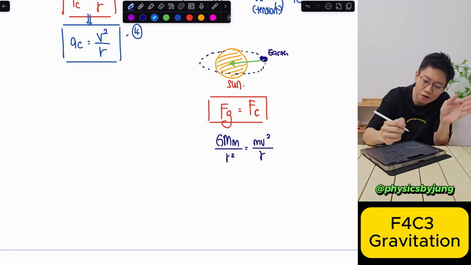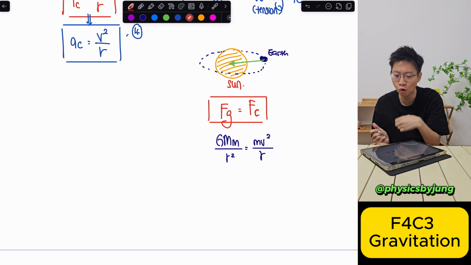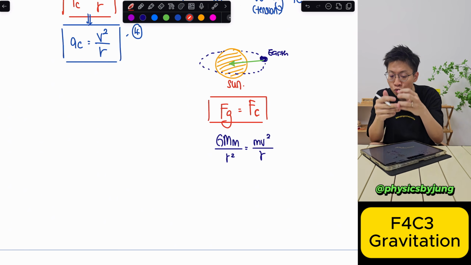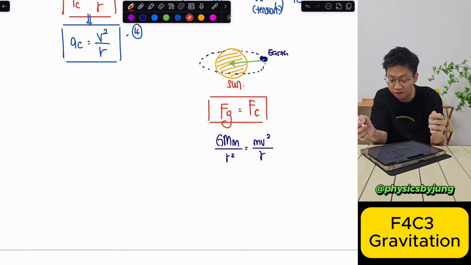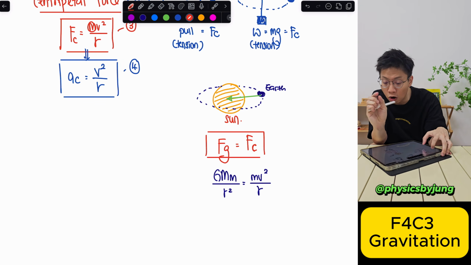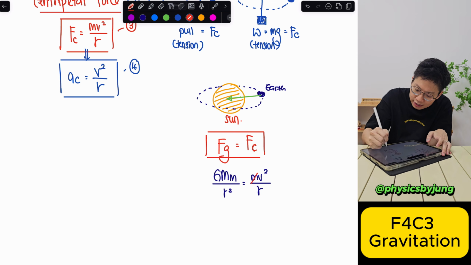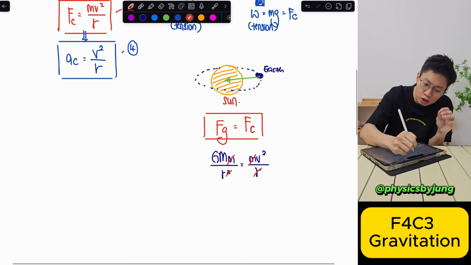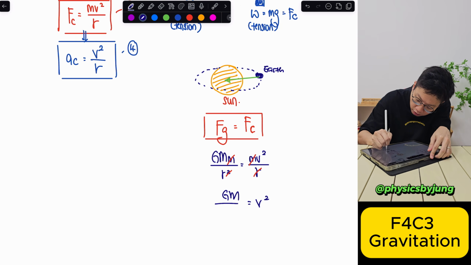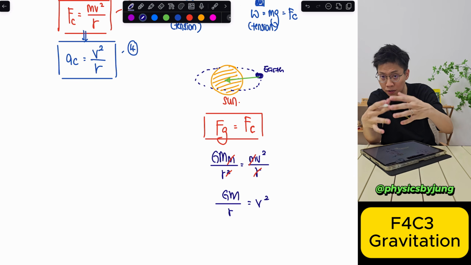So what you will realize here is, who is the big M here? Obviously it is the sun. Who is the small m here? Obviously it is the Earth. Because in your centripetal force, we will use the small object. So that's why you realize that this m and m will cancel each other out. This r and r squared will cancel each other out. So immediately, the first evolution of the formula is going to be produced.